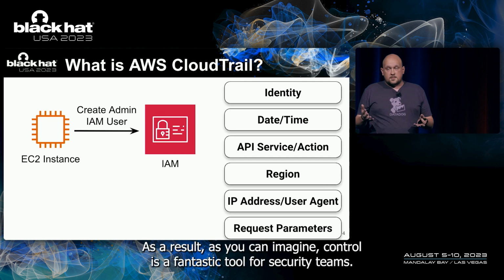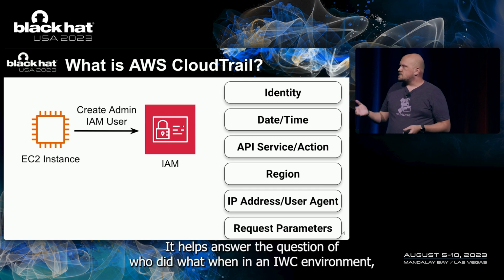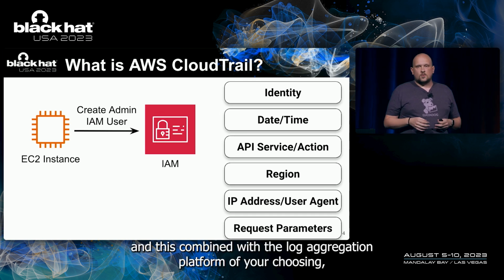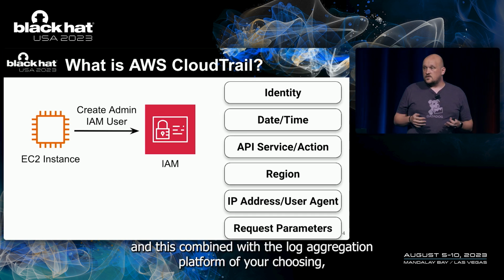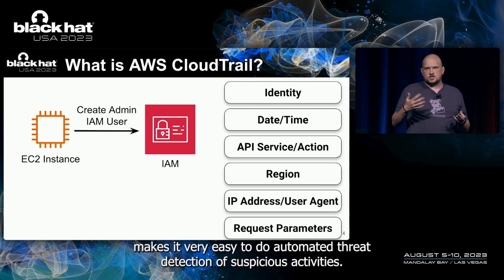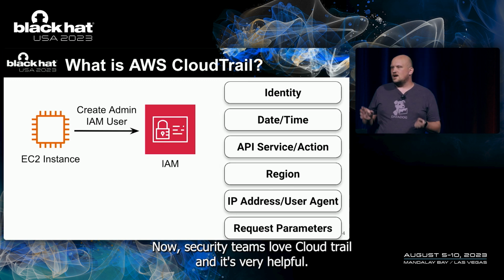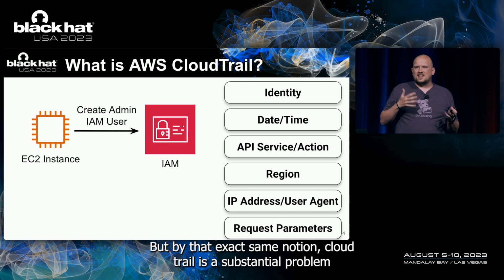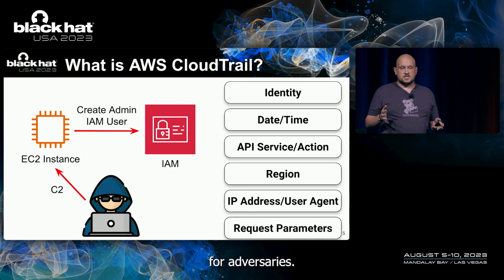As a result, as you can imagine, CloudTrail is a fantastic tool for security teams. It helps answer the question of who did what when in an AWS environment. And this, combined with the log aggregation platform of your choosing, makes it very easy to do automated threat detection of suspicious activities. Now, security teams love CloudTrail, and it's very helpful, but by that exact same notion, CloudTrail is a substantial problem for adversaries.